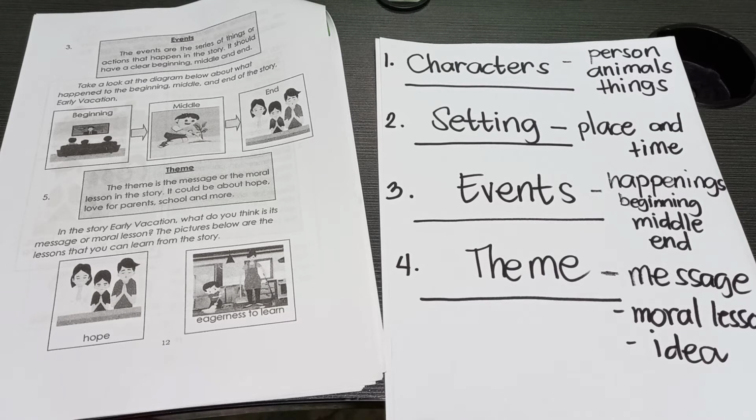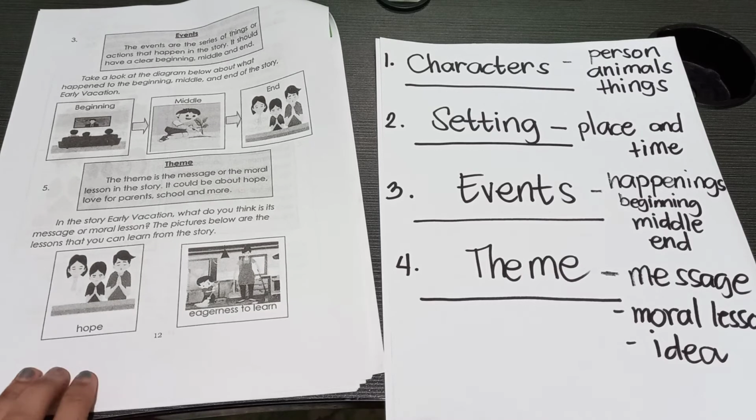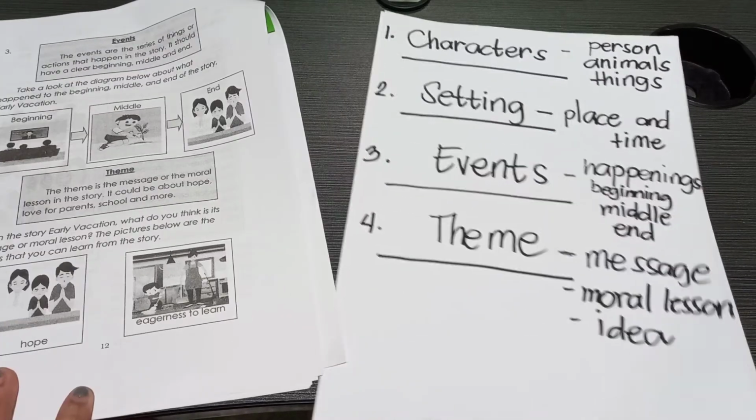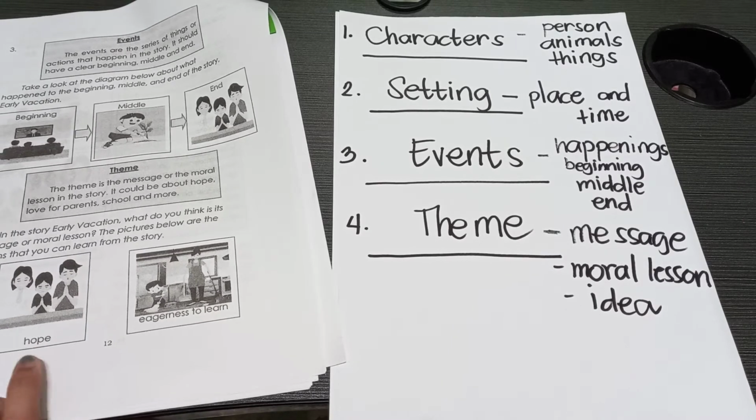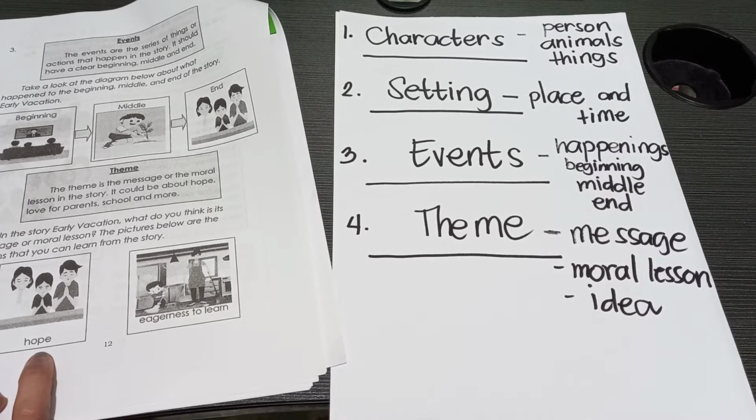So the pictures below are lessons that you can learn from the picture. So what are the lessons that we can learn from the story? It is all about hope. Do not lose hope. Because they still prayed that everything would go back to normal.